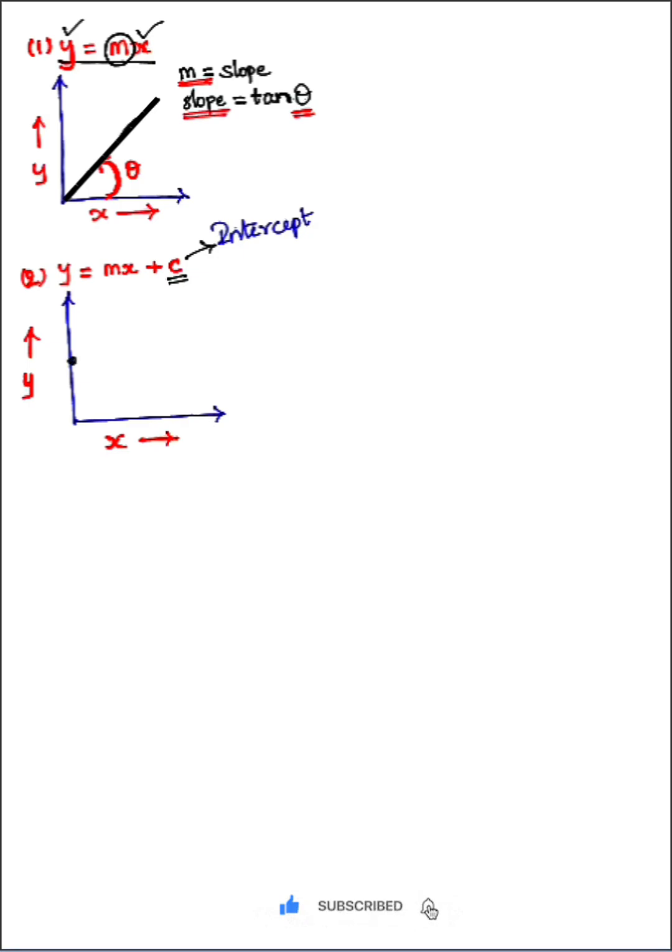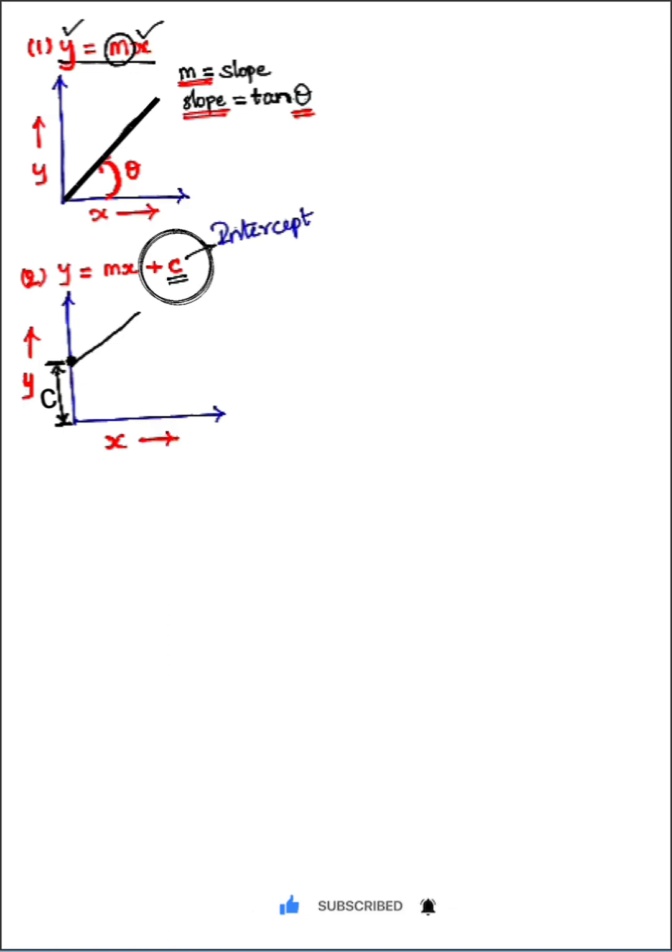So it will be starting somewhere above the origin, but it would be a straight line. Now let me tell you what this intercept c is all about. C is the distance from the origin to the point where the curve starts.